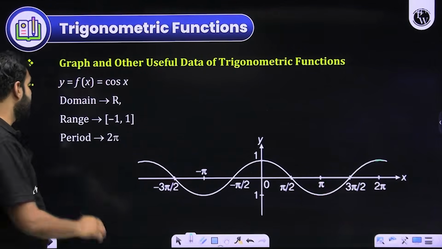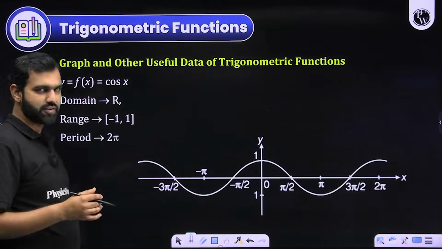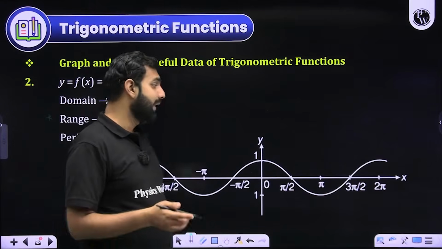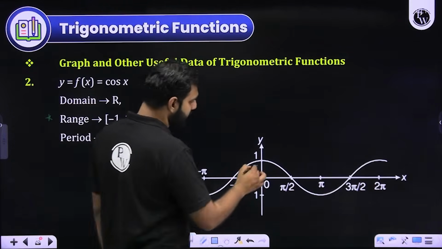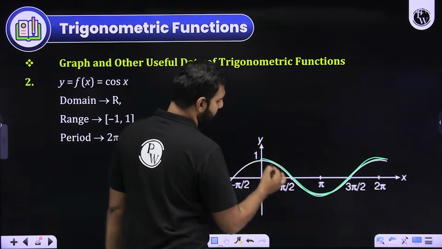So these are some simple observations which we all can make quite easily. Not just that, along with this, you should remember that the range of this function is minus 1 to 1, as we have already discussed. This is also a periodic function, because look at this graph. Look at this graph from 0 to 2 pi.